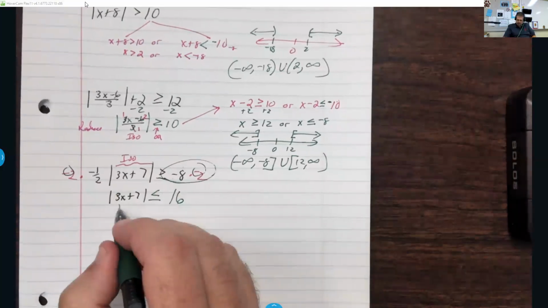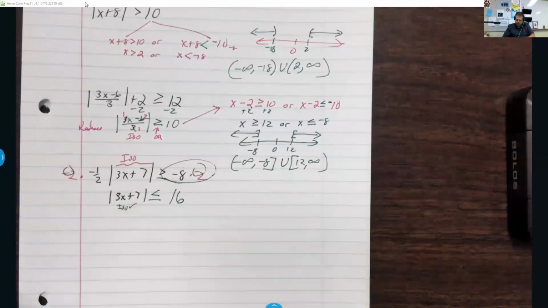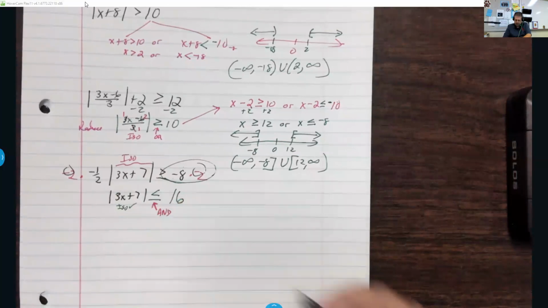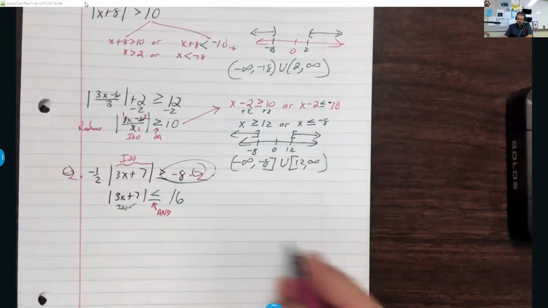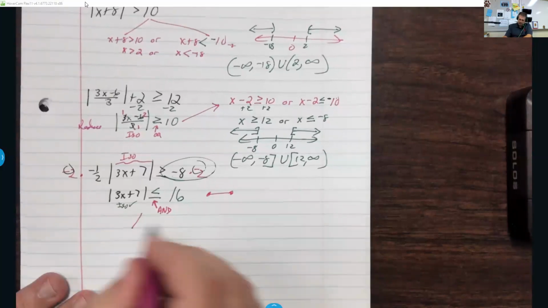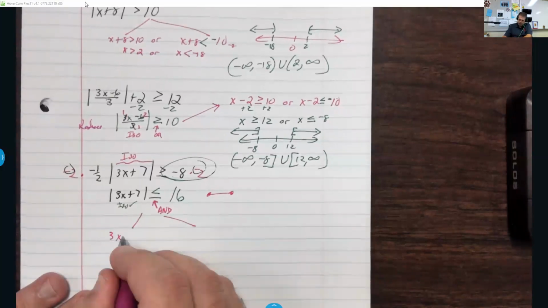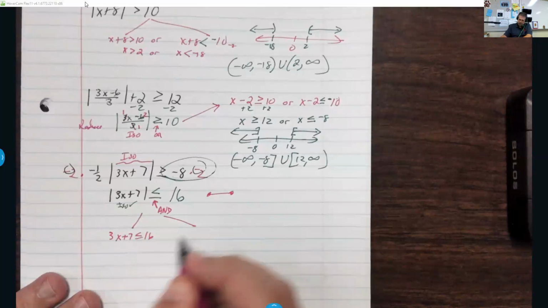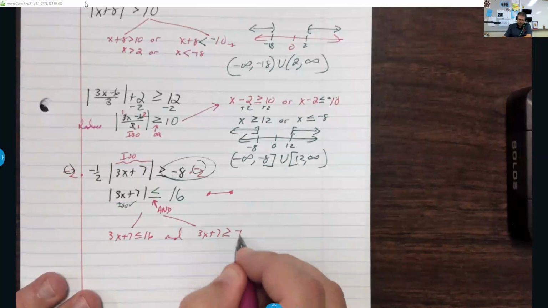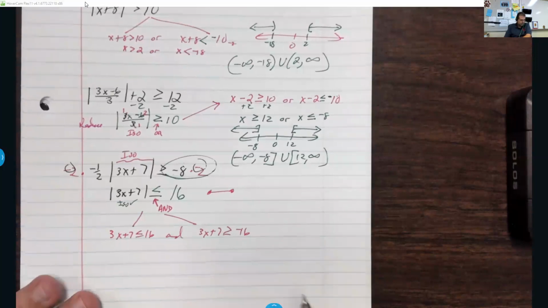Which, now that it's isolated, this now becomes an and statement. So it's going to be a segment. So now I got to separate. 3x plus 7 is less than or equal to 16, and 3x plus 7 is greater than or equal to negative 16. Flip it and switch it.